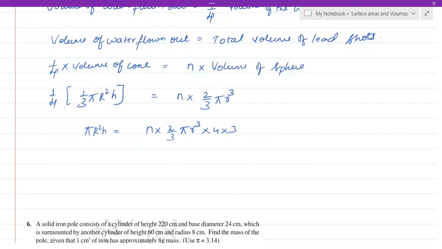Because the 4 and 3 were in the denominator, we have sent them to the other side. 3 gets cancelled. Also pi and pi get cancelled on both sides. So we'll be left with r square h is equal to n into 2 into r cube into 4. Okay, so r is 5, right?